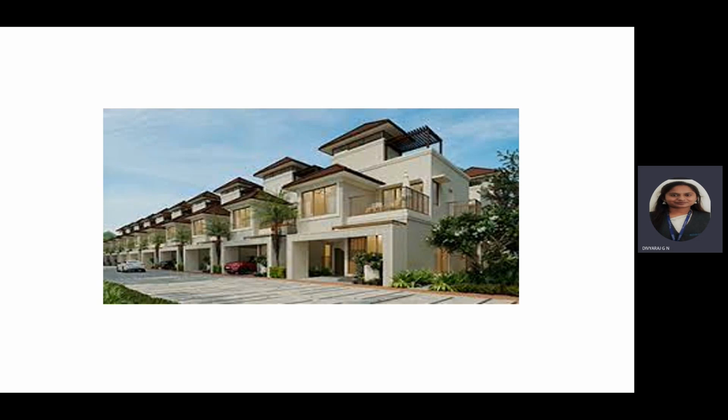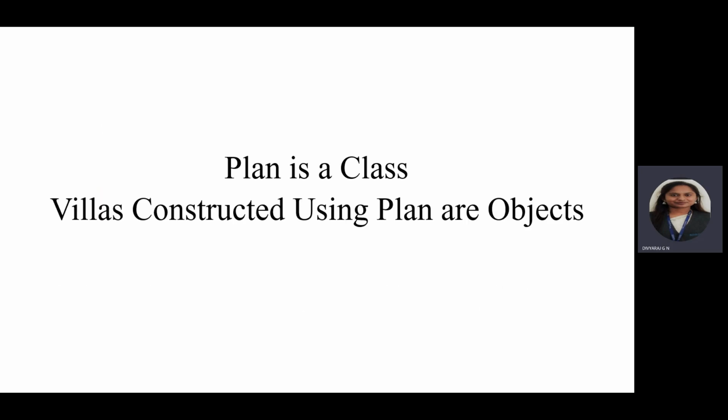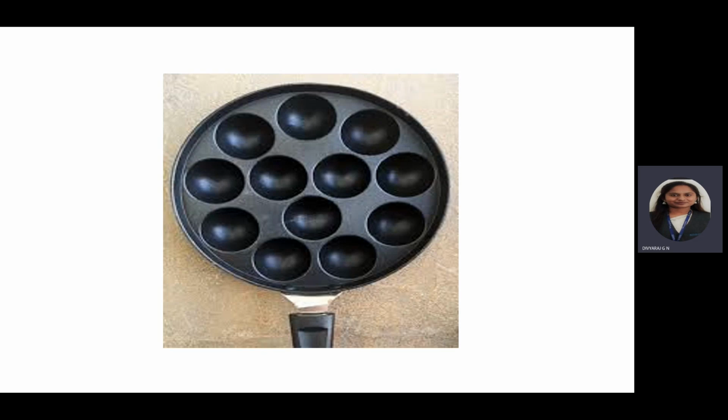Now I compare this example with classes and objects. The class is the blueprint and the objects are these houses. You will have only one class and n number of houses, the outcome of that blueprint. So the plan is a class and the villas constructed using the plan are objects.